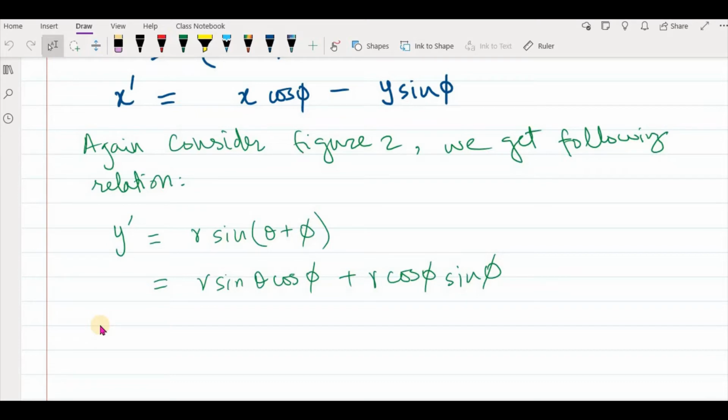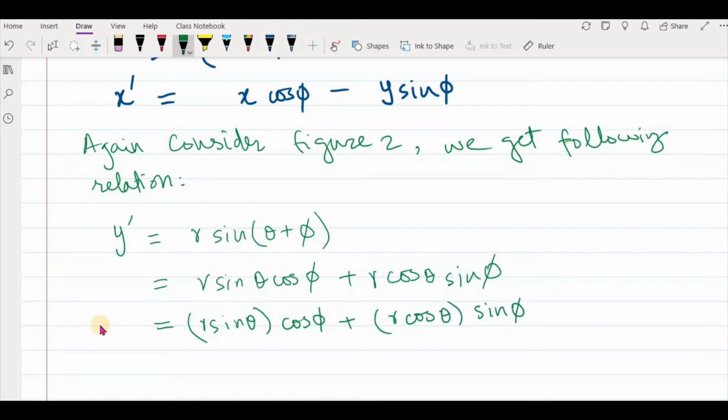Okay, here we have theta, not phi. So we can write it down, r cos theta sine phi. Okay, this can be rewritten as r sine theta cosine phi plus r cosine theta and sine phi.